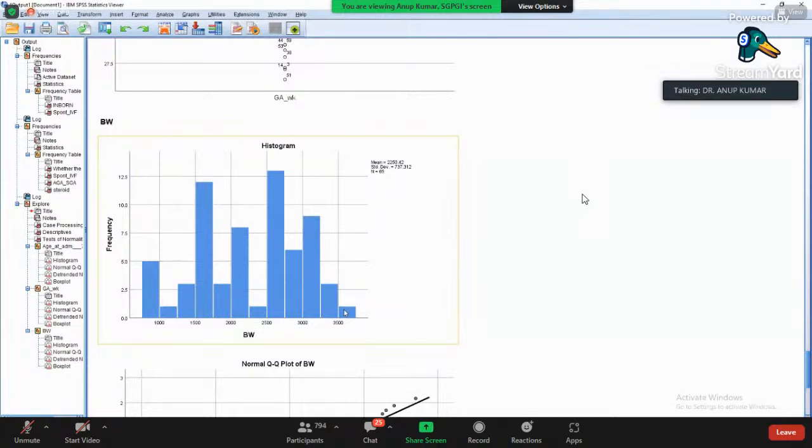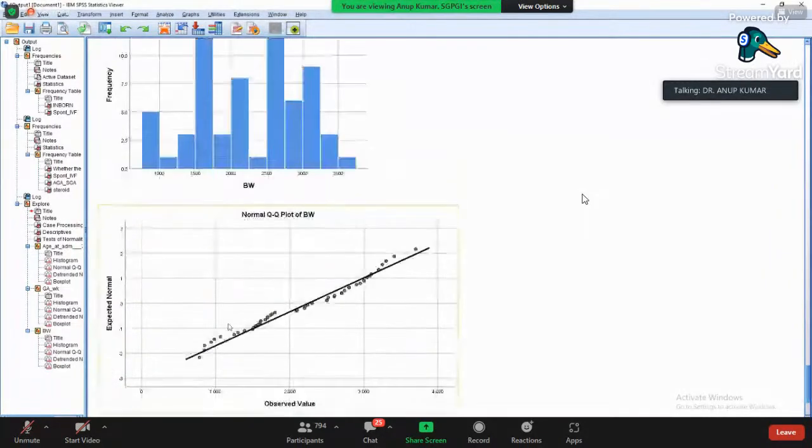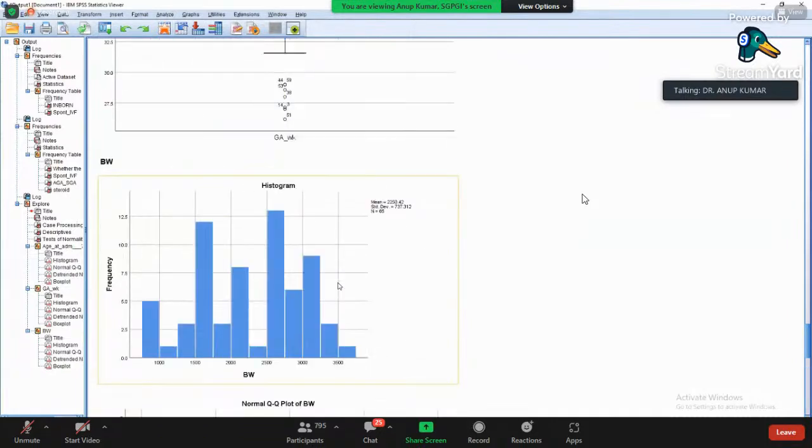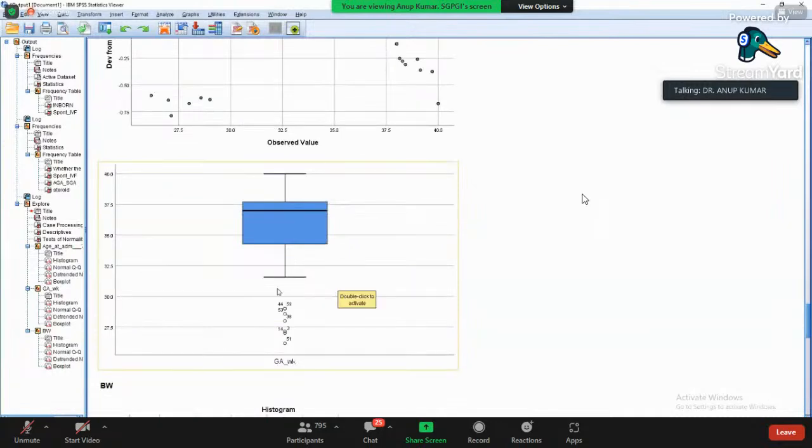So what should we do now? Again, looking at this histogram, the birth weight is very close to the normal distribution. So for birth weight, you can give mean and standard deviation. But for the other two, you should not give mean and standard deviation. You can see there are lots of outliers sitting over there.